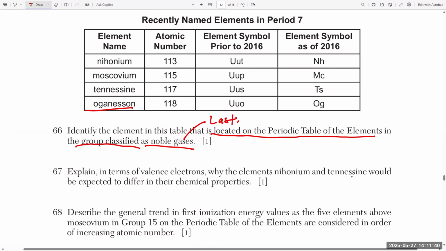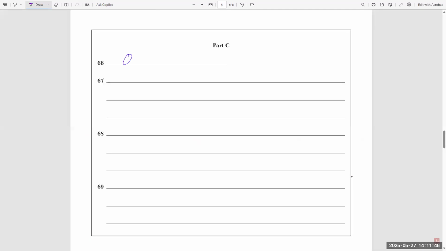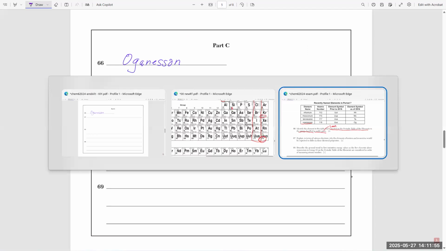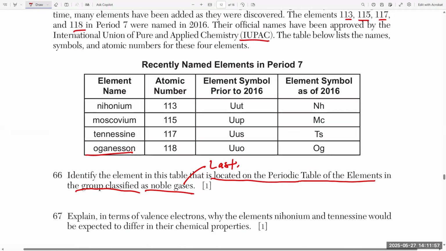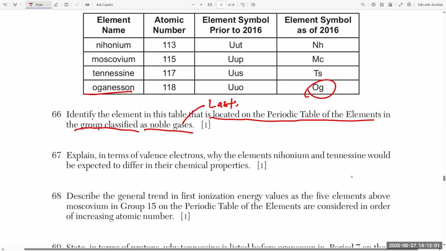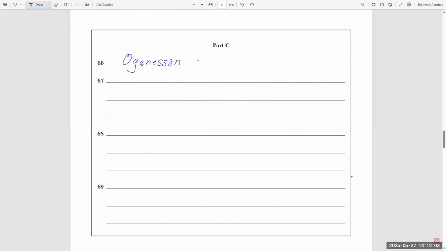So it's that easy, right? So 118. So therefore, it's oganesson. So you could write oganesson. Or if you don't want to screw that up like me, they gave you the symbol, OG. You could write OG, right? So instead of this, you could just write OG and it's also acceptable.